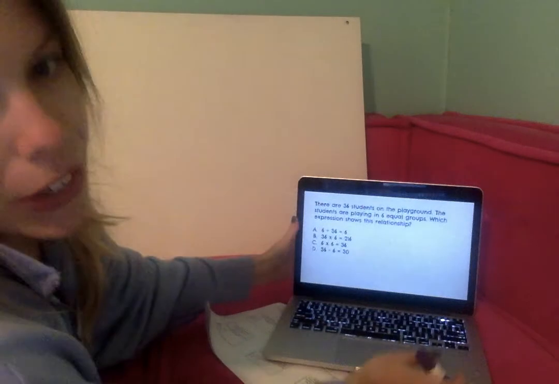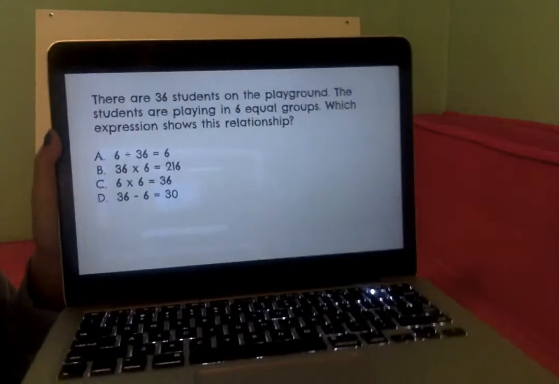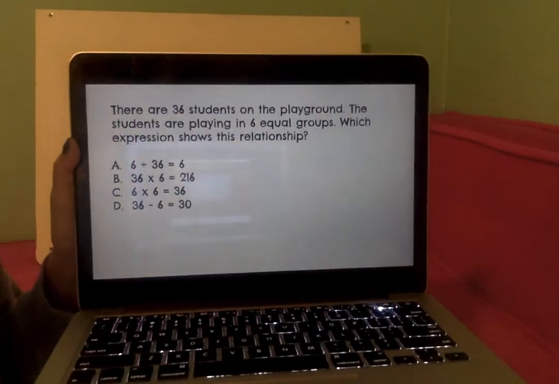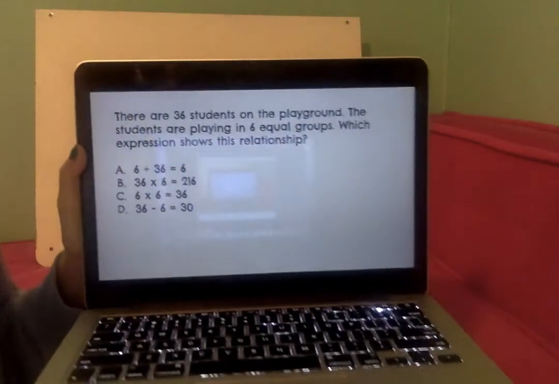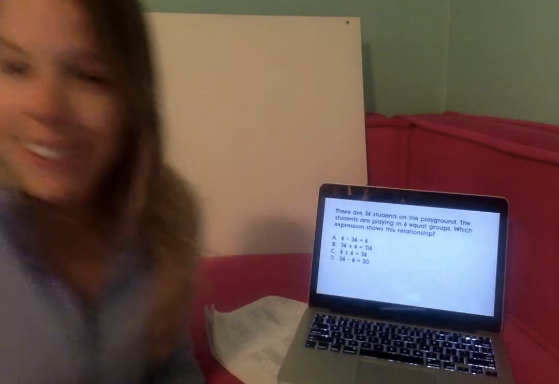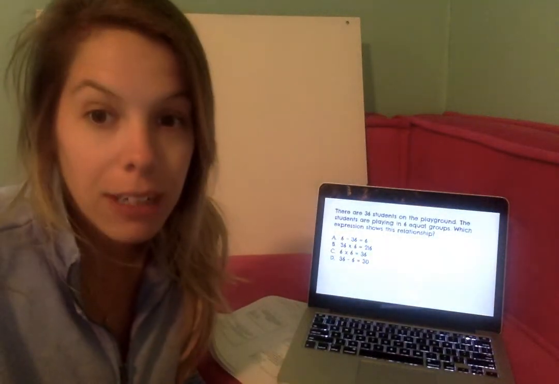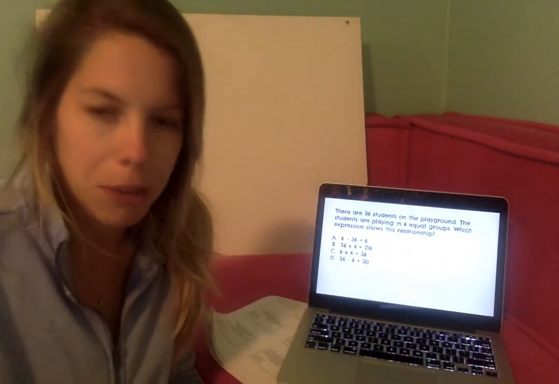There are 36 students on the playground. The students are playing in 6 equal groups. Which expression shows this relationship? We have a total given. There are 36 students on the playground.